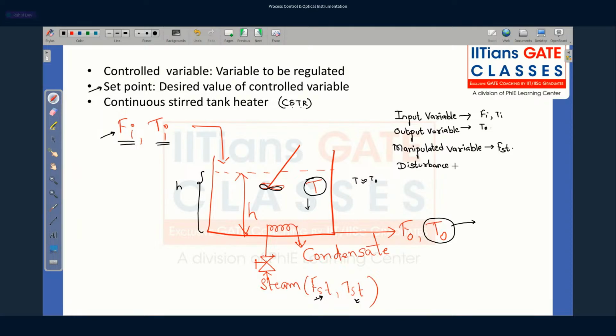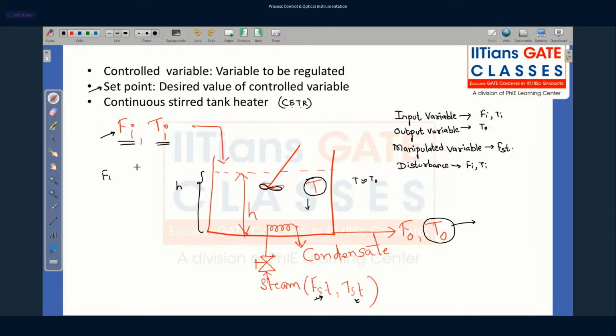Now, one of the disturbances can basically be Fi and Ti. Why Fi and Ti? Suppose the flow rate increases, what will happen? The temperature inside this tank will drastically reduce if Fi is less than T.